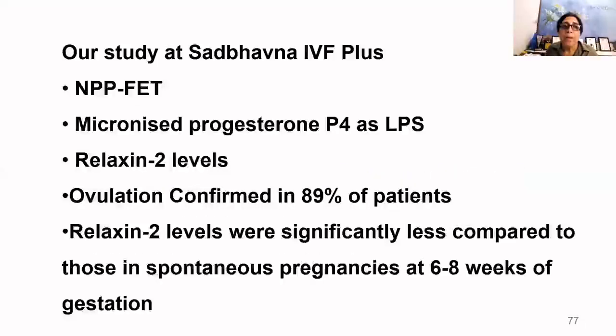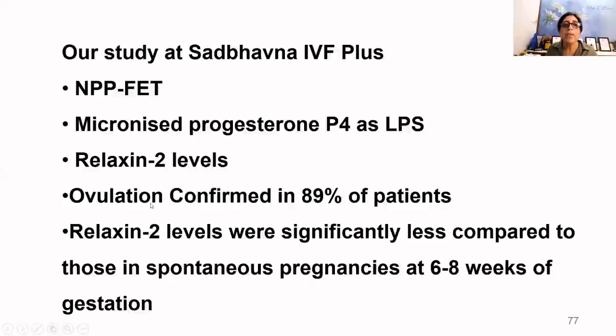We did a study, which we have sent for publication, in a natural proliferative phase FET cycle, where micronized progesterone was used as luteal phase support. And how did we determine whether the corpus luteum is present or not? We did the relaxin-2 levels in the patients who became pregnant. The relaxin-2 levels in pregnancy come only from the corpus luteum. So if you're giving micronized progesterone as luteal phase support, we cannot do progesterone levels to see if the corpus luteum is functioning. We determined the serum relaxin-2 levels at 6 to 8 weeks of pregnancy.